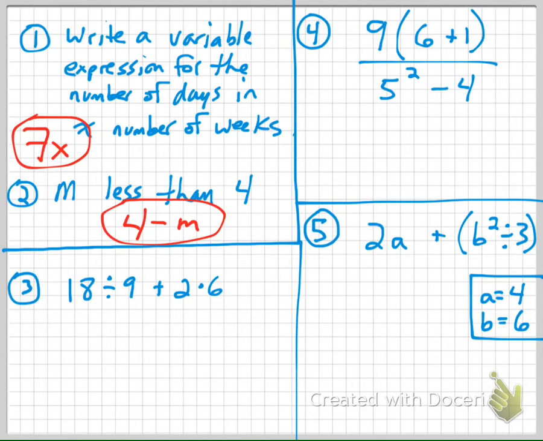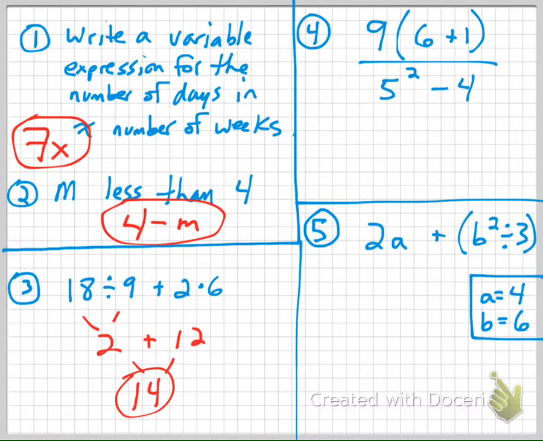Number 3. Do you see any parentheses? No. Exponents? No. Multiply or divide? Yes. Which one do you do first? 2 plus 12 is 14, right? 14 is the answer.